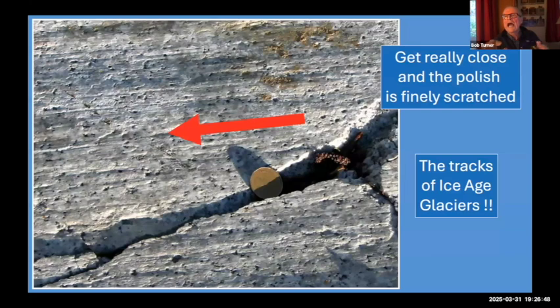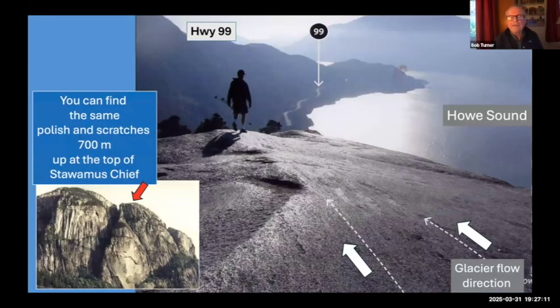Now, to be clear, ice can't carve rock, but 1.5 kilometers of ice with pebbles and grit and sand embedded in the base of that ice sure can, and it does. And that base of great glacier flow is recorded and preserved in the rock. And if you go 700 meters up Squamish Chief to the very top, you might be surprised to still see that same polished rock with fine striae on it, pointing in the direction that the glaciers flowed down Howe Sound, and that's Howe Sound in the background.